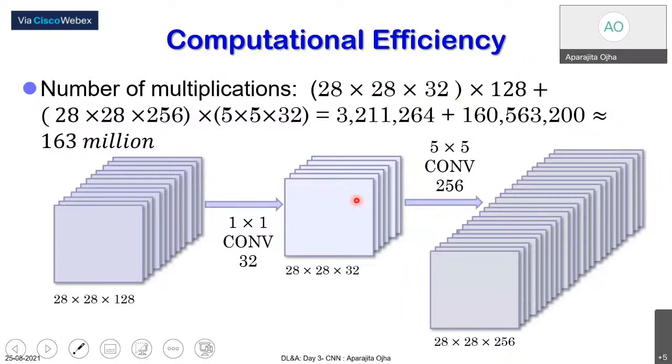Then from here to here, apply the same thing. You have 5 cross 5 convolution, and each entry here will amount to 5 cross 5 cross 32. And since there are 28 cross 28 cross 256 entries, so these many. So there is a drastic reduction in the number of multiplications required, from 642 million to 163 million.